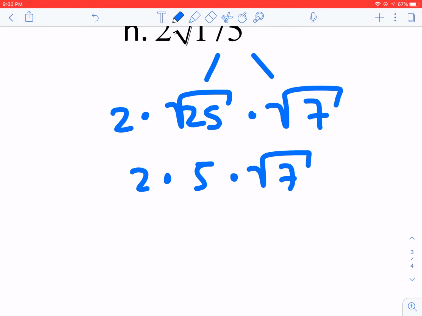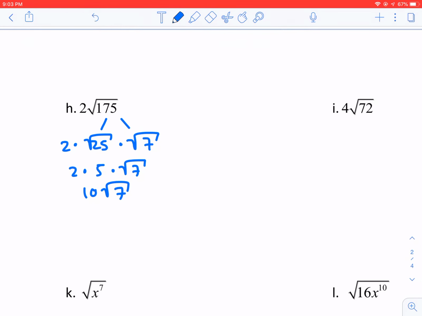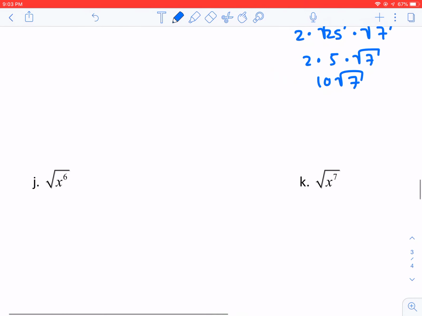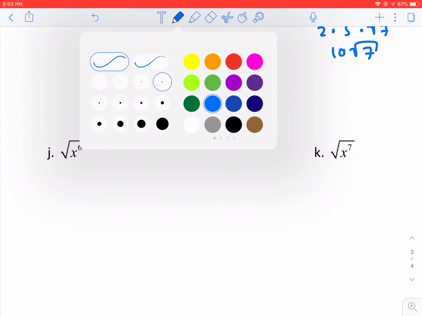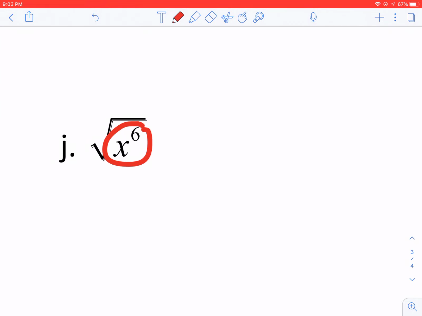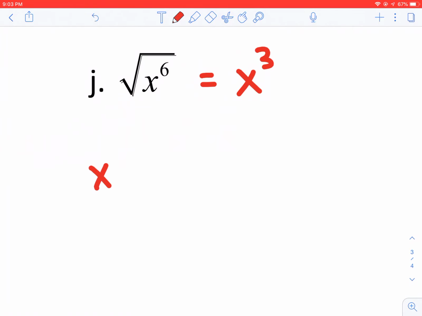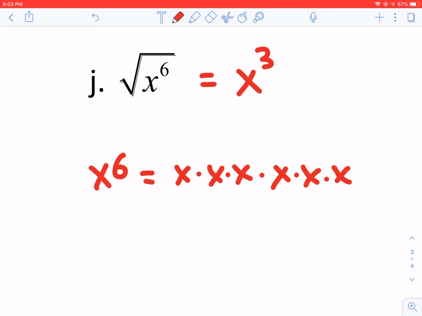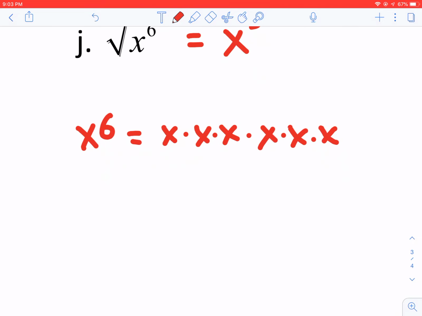All right. And then down here, this is with our variables. You want to think what times itself will give us x to the 6th. And the answer is x to the 3rd. Right? X to the 6th equals 1, 2, 3, 4, 5, 6. X times itself 6 times. And that means x cubed times x cubed equals x to the 6th. Because that's x cubed and that's x cubed.